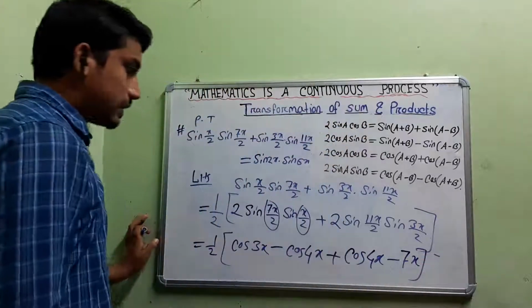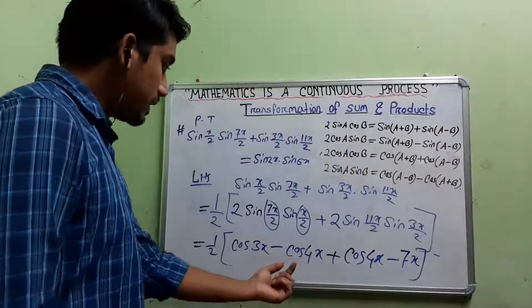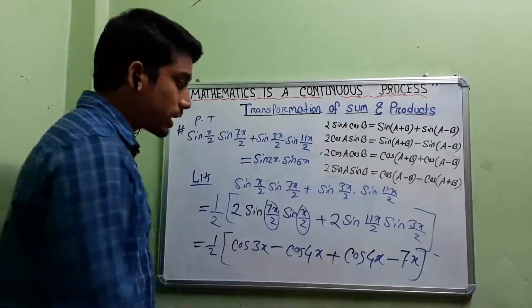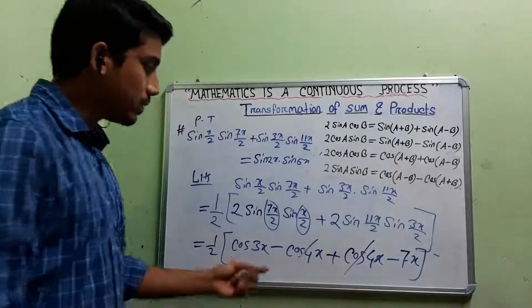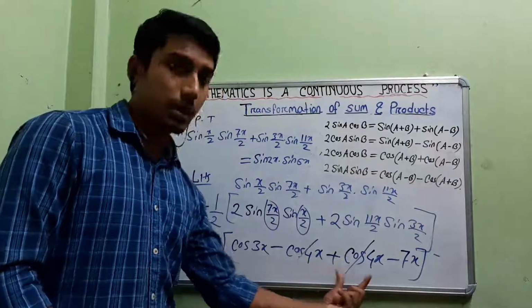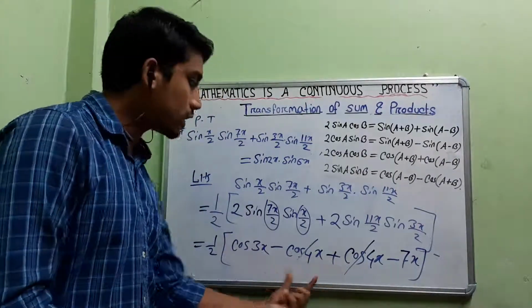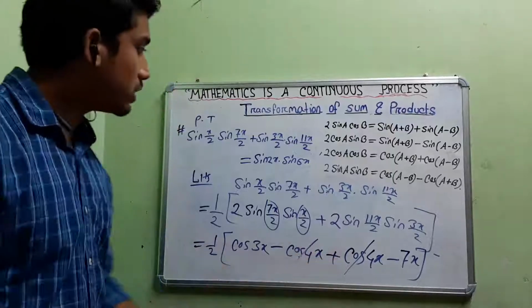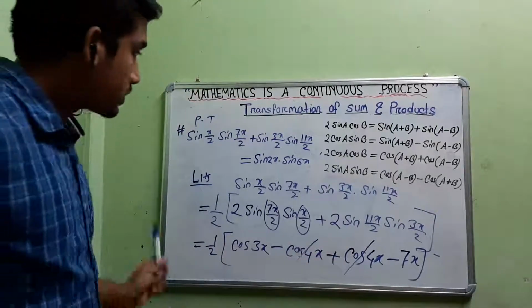Okay, so this is the thing. So minus cos 4x plus cos 4x. You can see these two things will get cancelled. This is one negative term, this is one positive term, these two are getting cancelled. So the remaining two terms we'll write.